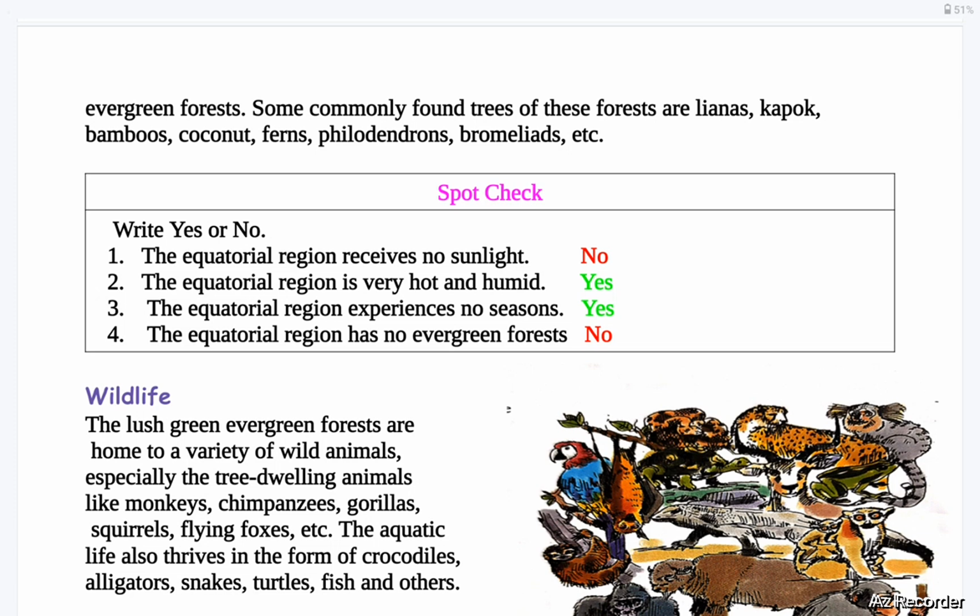Next question: the equatorial region is very hot and humid. The answer is yes. Next question: the equatorial region experiences no seasons. The answer is yes. The next question: the equatorial region has no evergreen forests. The answer is no, because the equatorial region has evergreen forests.